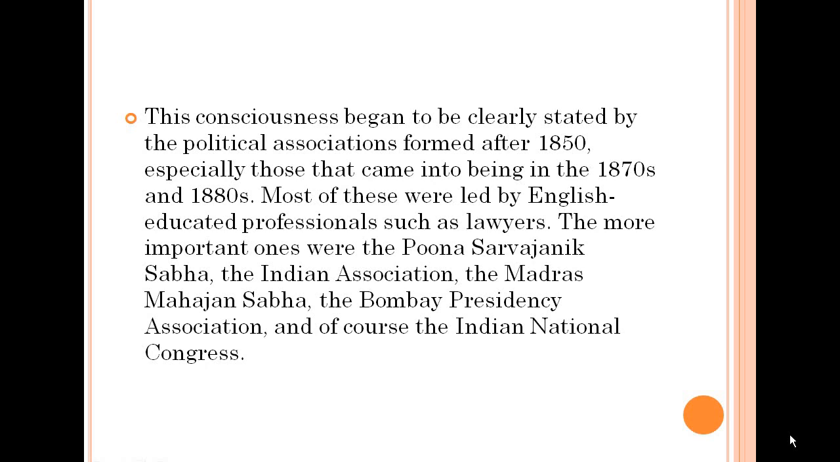The most important ones were the Pune Sarvajanik Sabha, the Indian Association, the Madras Mahajan Sabha, the Bombay Presidency Association, and of course the Indian National Congress. These were the different political associations building up with their own agendas to bring India some sort of Swaraj and independence for themselves. They could make people aware of the thought that had been coming up with these questions, that the British are ruling them. They should also make them aware. So they had their own agendas with that.